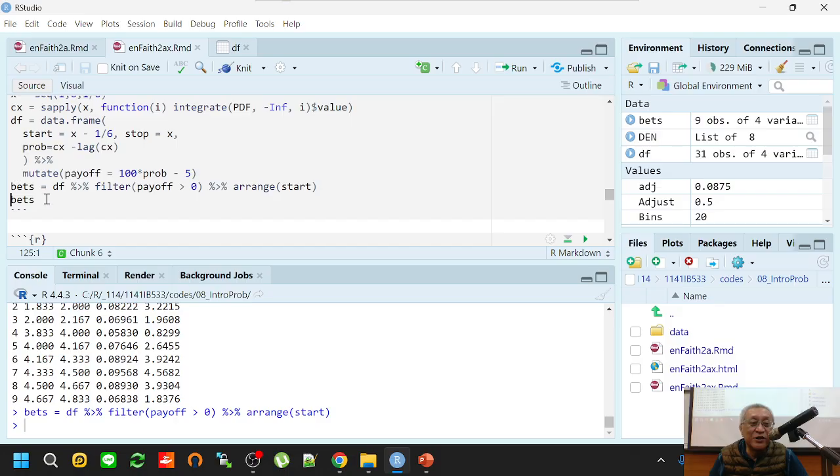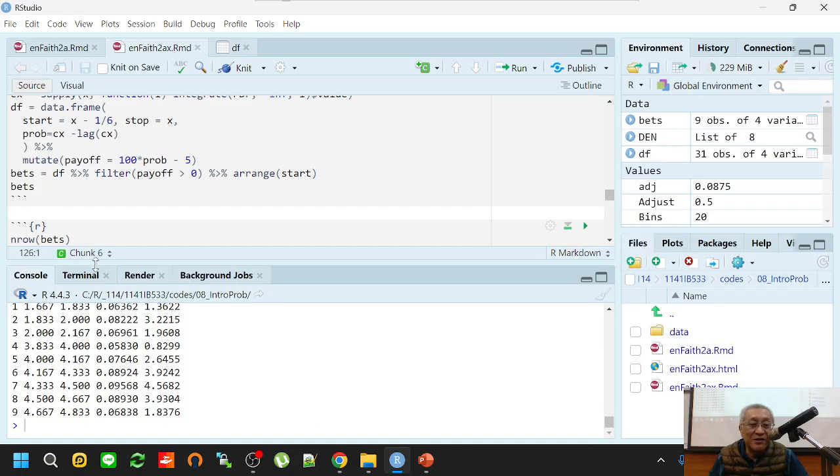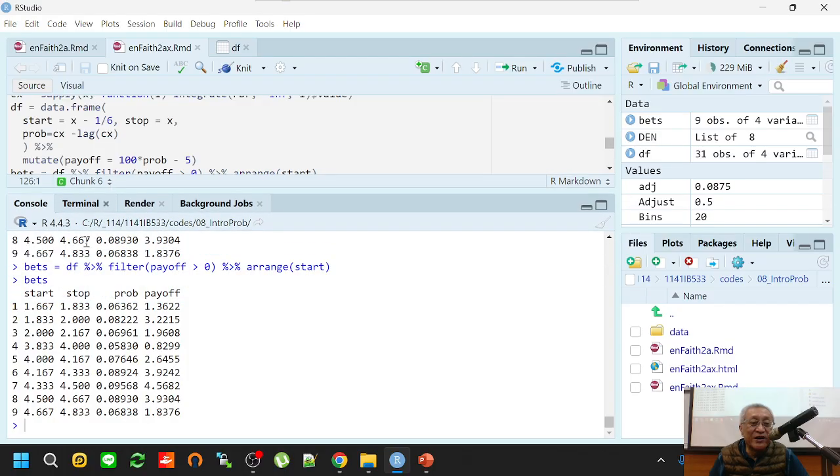And then we can see the bet. So we can actually see the start time, stop time.